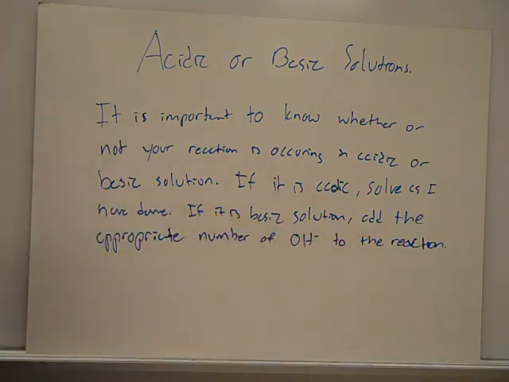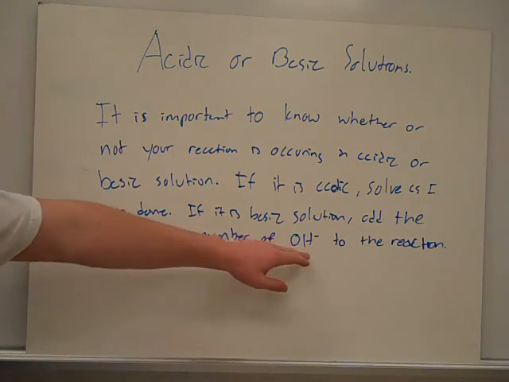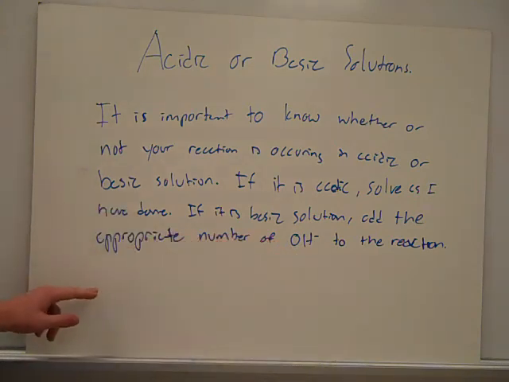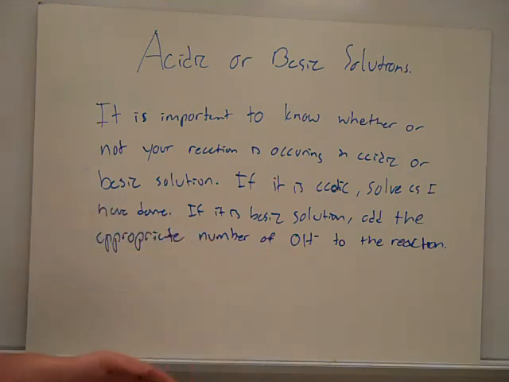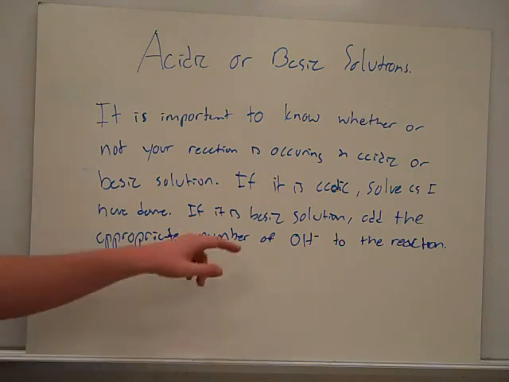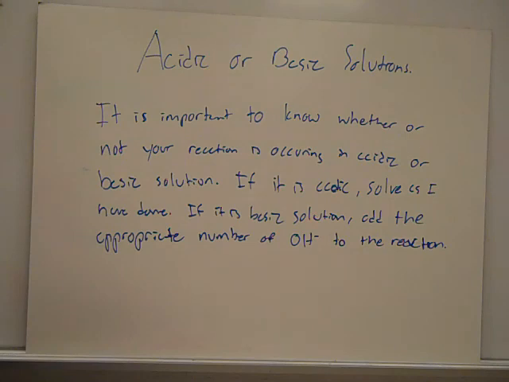This means that you add OH ions to cancel the number of hydrogen ions that you have to combine to form water. You have to add the hydroxide ions on both sides, and then you complete your reaction and it's in basic solution. And that's all for redox reactions.